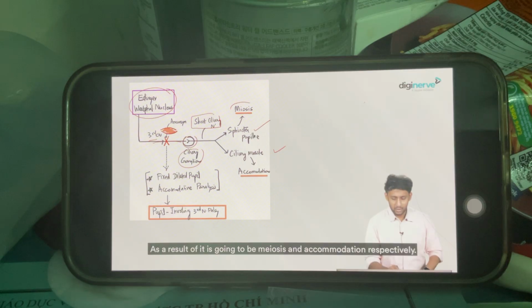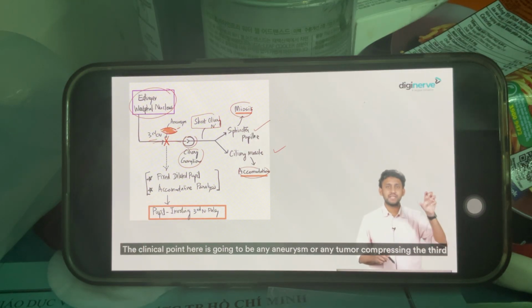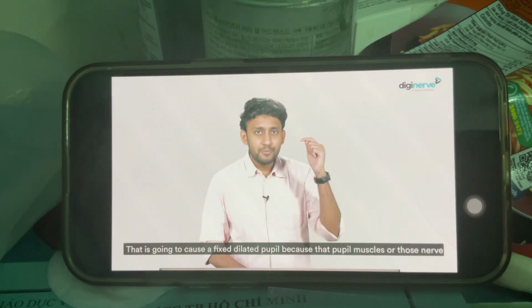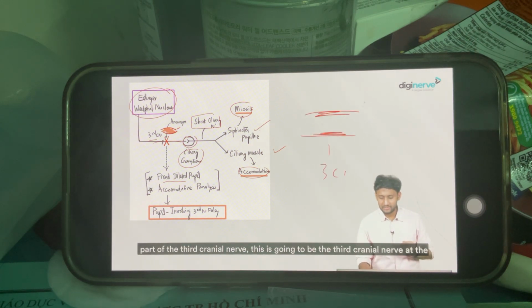As a result, it is going to be miosis and accommodation respectively. The clinical point here is any aneurysm or any tumor compressing the third cranial nerve. What happens? That is going to cause a fixed dilated pupil, because the nerve fibers which are going to supply the sphincter pupillae are at the peripheral part of the third cranial nerve.